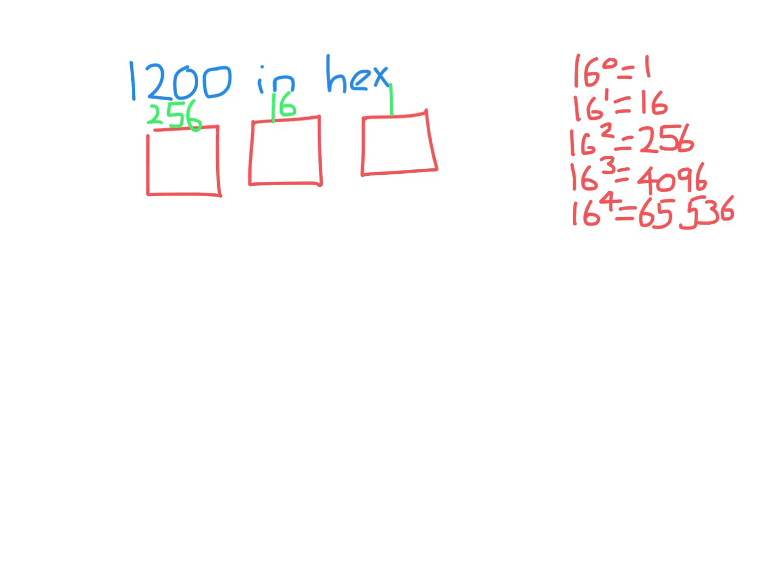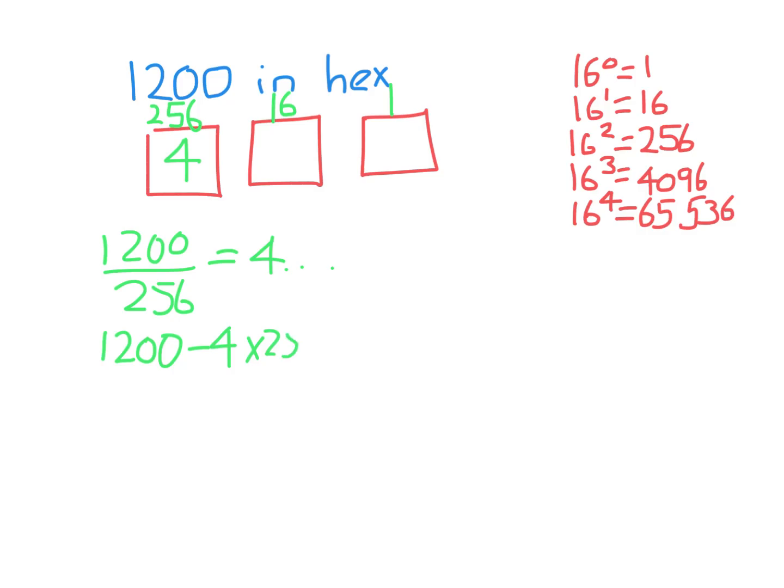Okay, let's start with the highest power that is less than 1200. That's 256. If we do 1200 divided by 256 in our calculator, we end up getting 4.6875. Really what we're interested in is the 4. 256 goes into 1200 4 times, and there is a remainder. So what is that remainder? Well, 1200 minus 4 times 256 is equal to 176. That's what's left over.